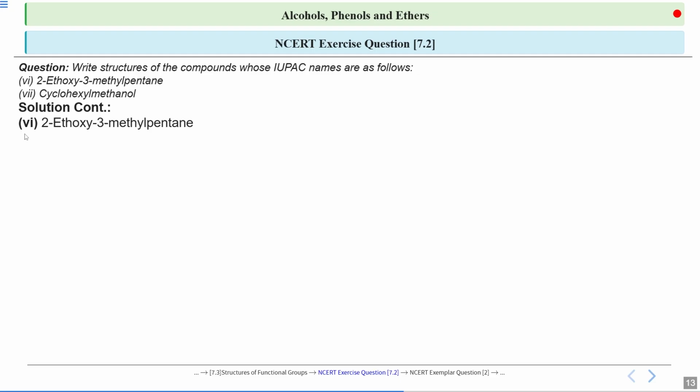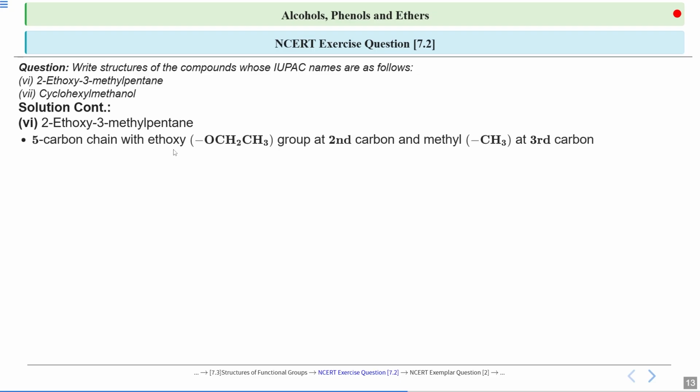For the sixth compound, 2-ethoxy-3-methylpentane, a 5-carbon chain with an ethoxy, OCH2CH3 group at the second carbon and methyl at the third carbon. So we have pentane, which means a 5-carbon chain, and at the second position we have the ethoxy group attached, that is OCH2CH3, and at the third carbon we have a methyl group attached. So we draw the pentane first of all, and then at the second carbon we attach the ethoxy substituent and at the third carbon the methyl substituent, and you will get the structure of 2-ethoxy-3-methylpentane.